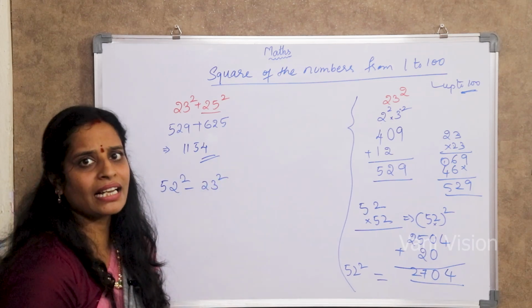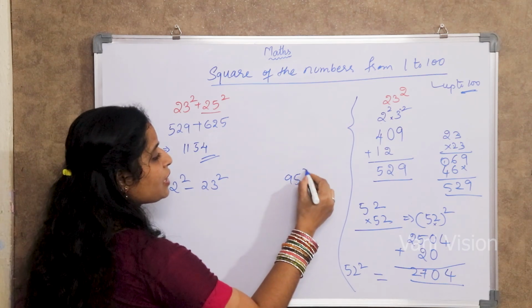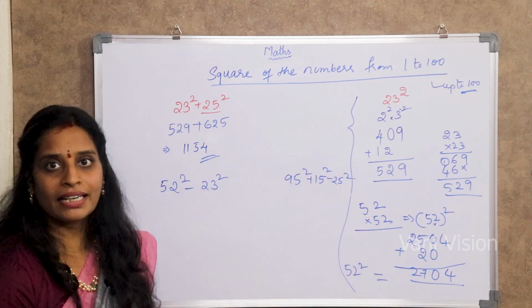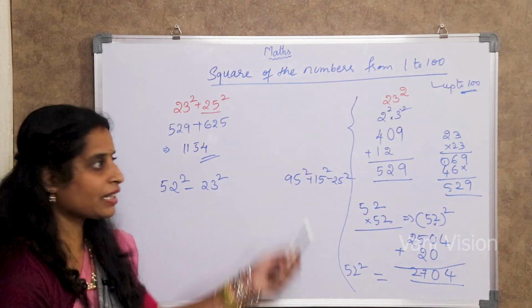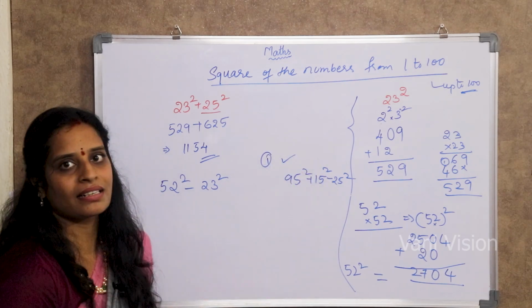We can even solve questions like 52 square minus 23 square. In the examination, the examiner can ask any sort of questions like 95 square plus 15 square minus 25 square. Right? This is of 5 only. We can easily do this one. So you people solve this and see. Comment me the answer.